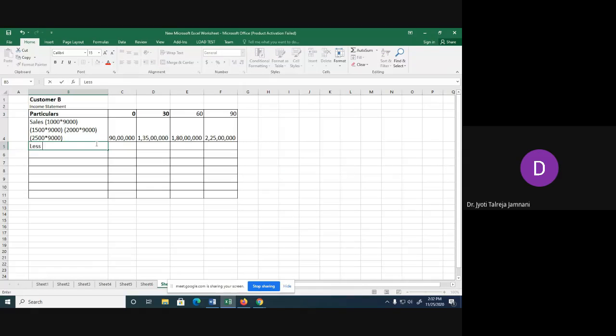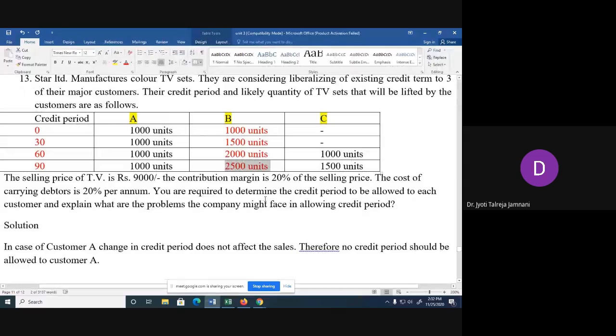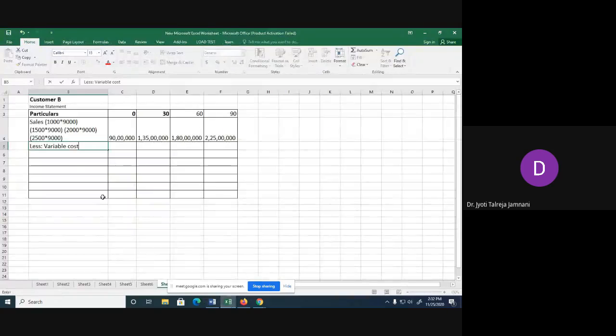Then we do less variable cost. Let's see what they mentioned about variable cost. Just see here, the contribution margin is 20% of the selling price. So how do you get contribution? After variable cost, we get the contribution, and contribution we get by doing sales minus variable cost. So they are telling this contribution is nothing but 20% of sales.